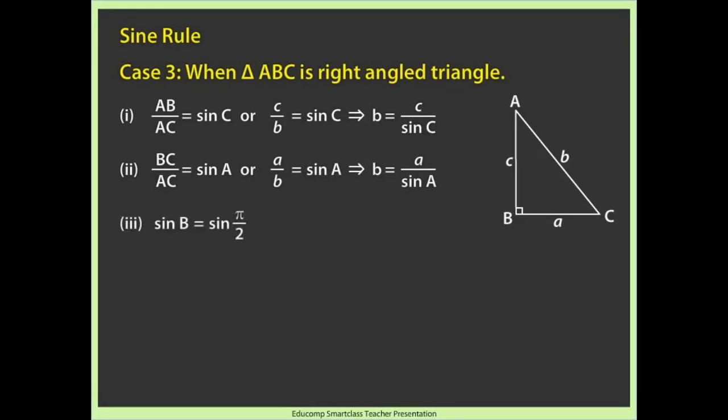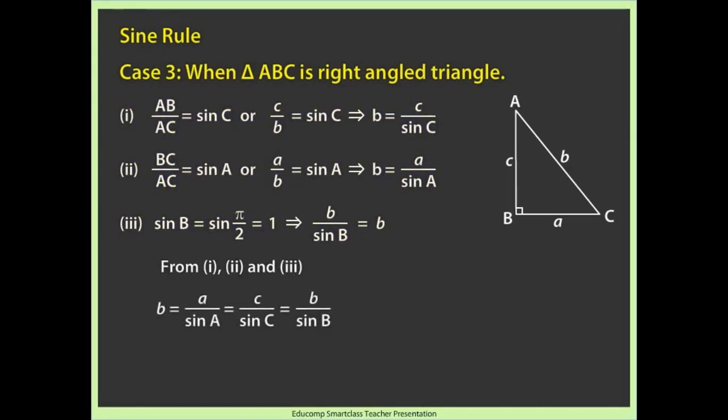This implies b is equal to a over sine A. Also, sine B is equal to sine pi over 2, which is equal to 1. Thus, b over sine B is equal to b. Now, from 1, 2 and 3 we have b is equal to a over sine A equal to c over sine C equal to b over sine B. This can also be written as a over sine A equals b over sine B equals c over sine C.